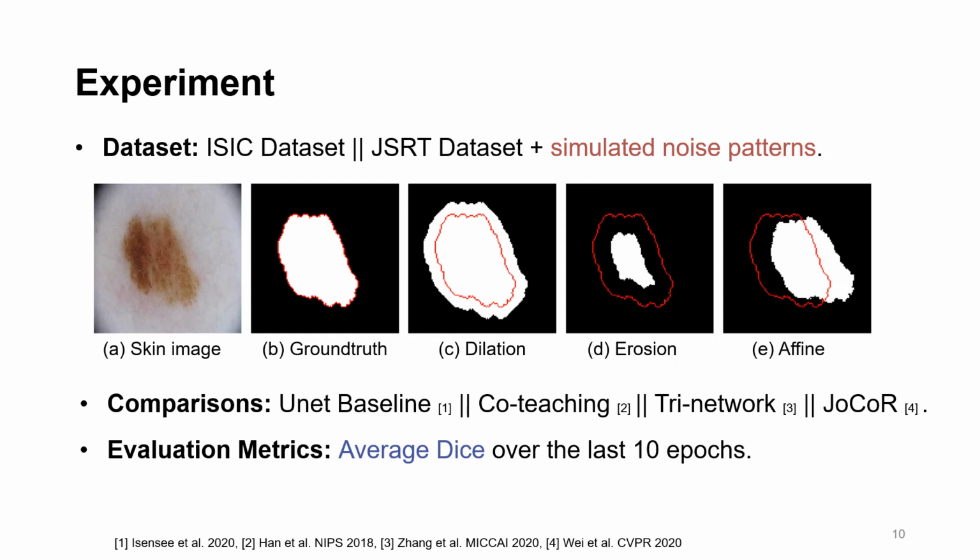We validate our method on two public datasets with simulated noise patterns and compare our method with several state-of-the-art approaches, including quotation tree network and GL3R. We use average dice over the last 10 epochs as the evaluation metric.